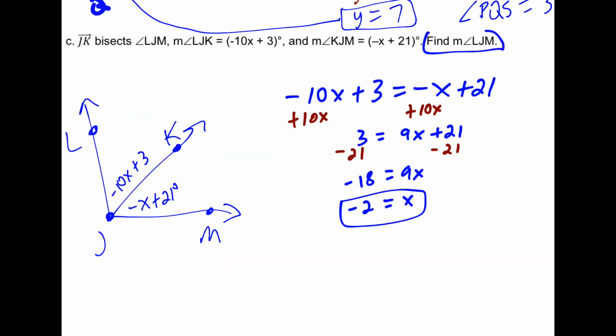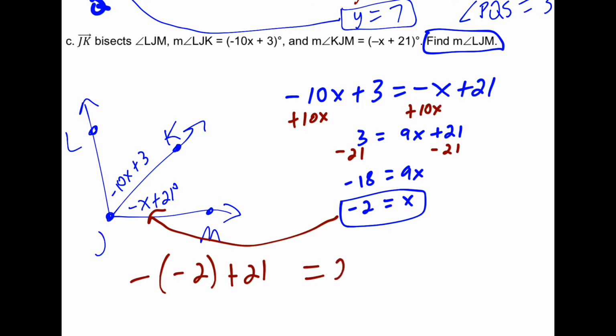They want us to find LJM, so I'm going to plug that back in where? Well, that's the whole angle, LJM. So I could just take either one of these, plug it in, and then double it. That'd probably be the fastest step. I could plug it into both and add it all together, but we know that this angle is equal to that because JK bisects it. So I'll plug it in once, give myself a negative 2 plus 21, so 23 degrees, and then I'll double that. And my answer is 46 degrees.